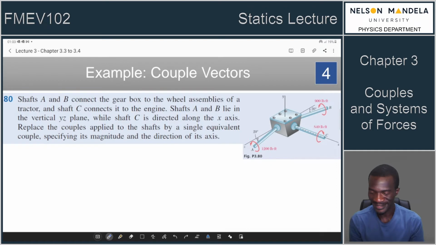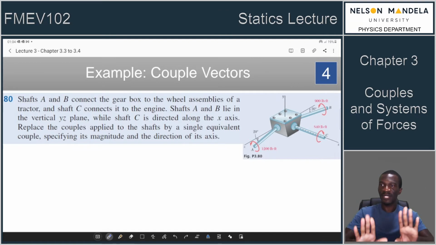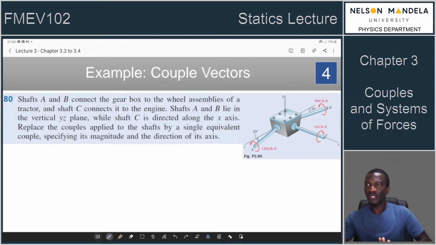So basically here, we can see how we can find an equivalent rotational system, an equivalent couple that is generated by different couples, because these ones are different. We've got some that are connected to the gearbox, then the wheel assemblies, and then another to the engine. So this certainly means that in the end there's some net turning effect.